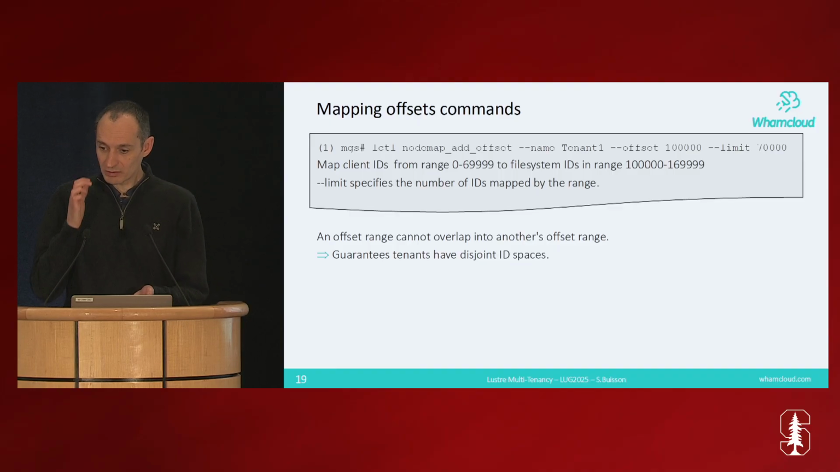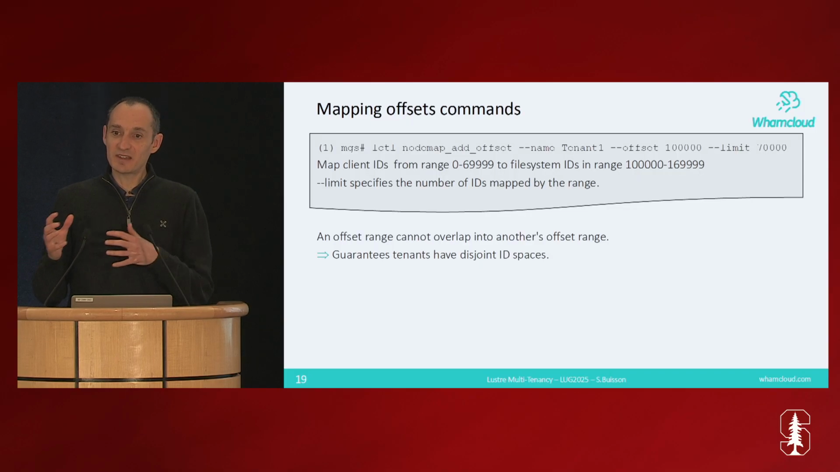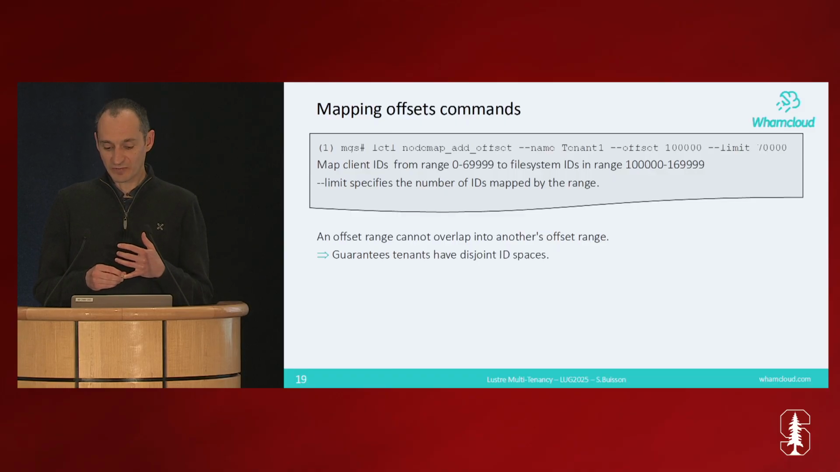In this example, it means that all IDs between 0 and 69,999 will be mapped on server side to 10,000 to 79,999. And when admins declare those nodemap offsets, we make sure that those offsets do not overlap. This is how we guarantee that there will be no ID conflicts on server side.